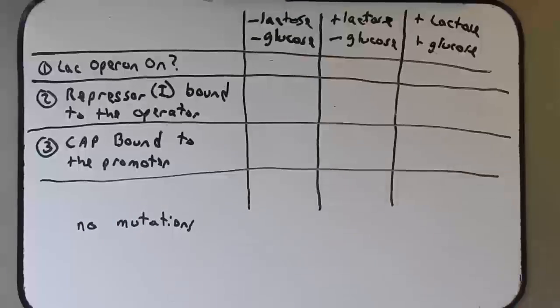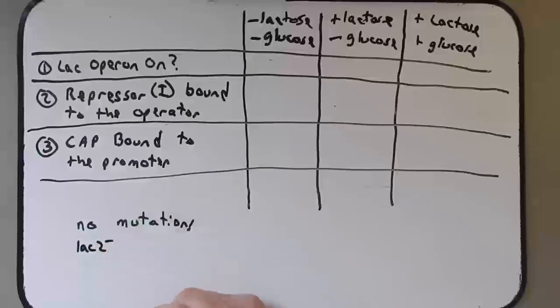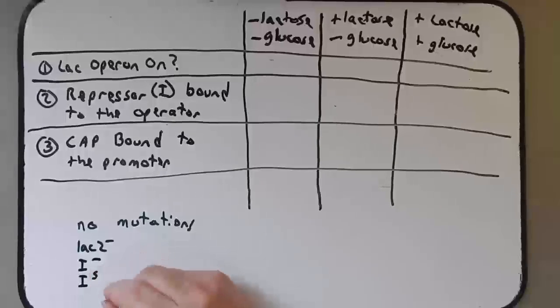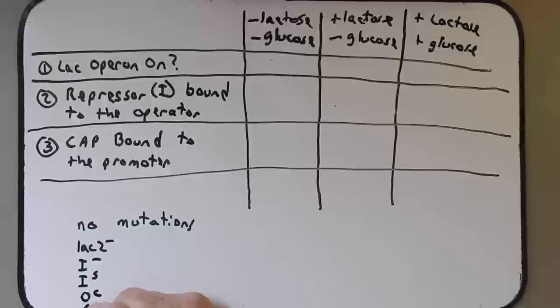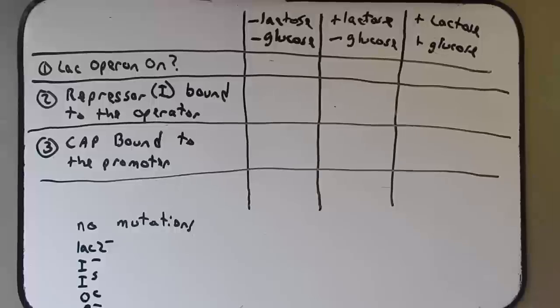Then repeat this table with, say, a lac Z mutation, and then with an I minus mutation, an IS mutation, and an OC mutation. And we'll throw in the P minus mutation as well. If you can answer all that, then you understand this material pretty well. So go ahead, fill these out, and then we can talk about these in class.